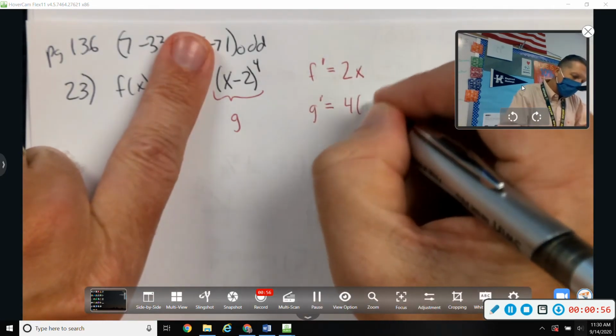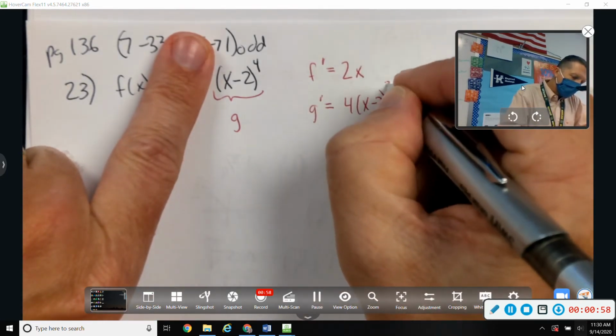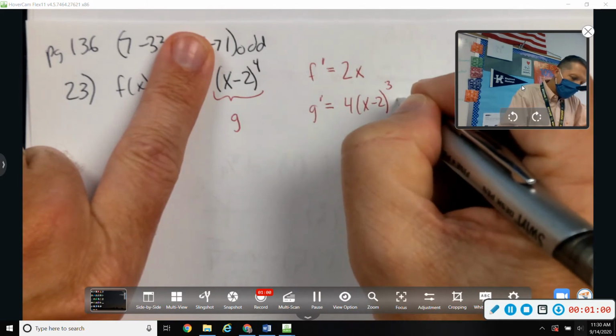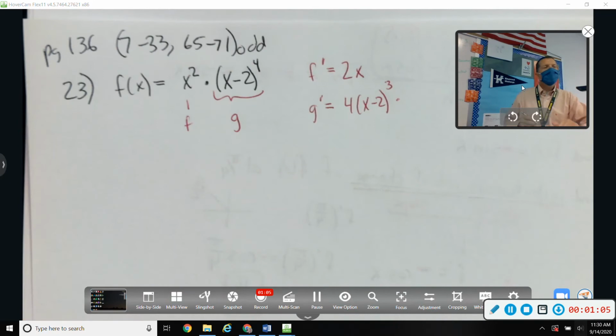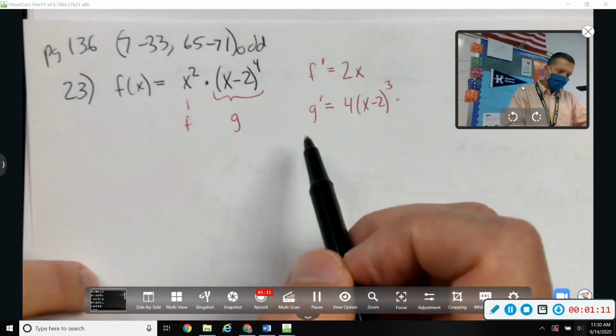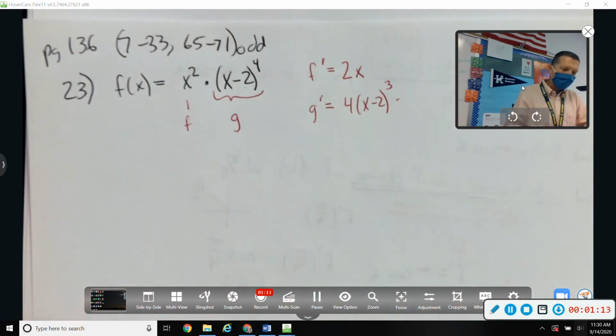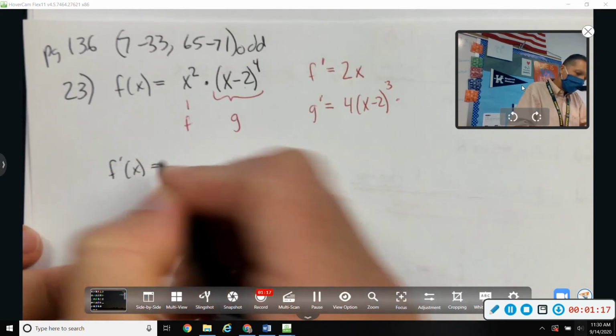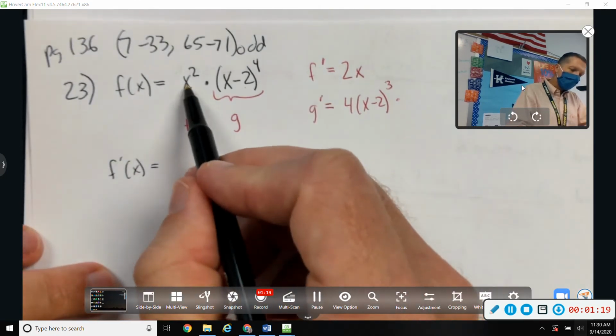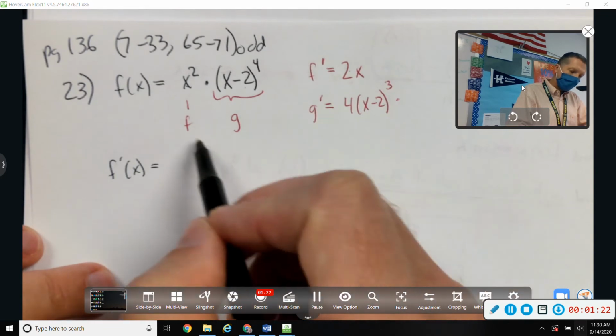So 4 times (x minus 2) to the third times, what's the derivative of x minus 2? 1. So chain rule, but the answer was just 1, so that was an easy one. The chain rule piece of this problem was easy, but we had to recognize that the product rule was also going on here. All right, so first times derivative of the second, almost did that wrong.